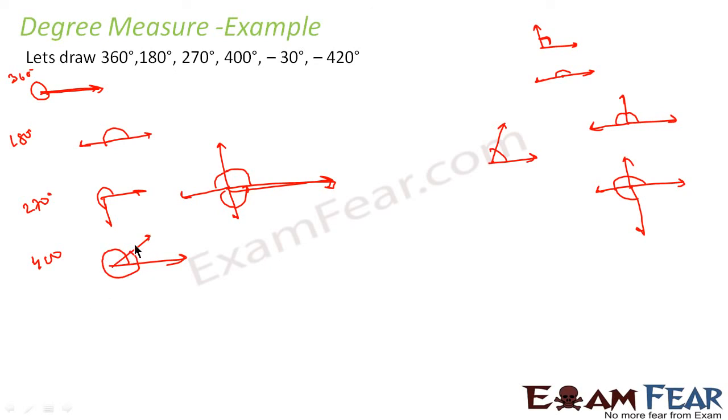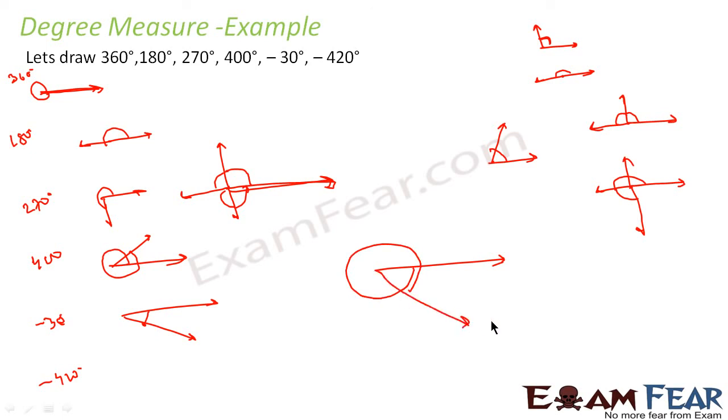This is 400 degrees. Similarly, minus 30. This is the initial side. You start in this direction, 30 degrees, you get this, so this is minus 30 degrees. Minus 420 is a little difficult, I'll draw it here. You start with this, you take this full round, this is minus 360, and then again minus 60. So this becomes minus 420. This is minus 60, and this whole round is again 360. The whole thing is minus 420. That's how we draw degree measure angles.